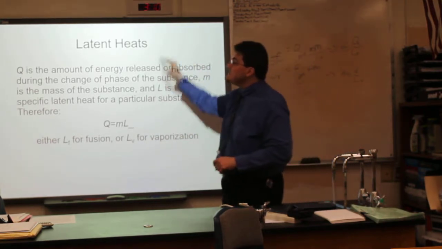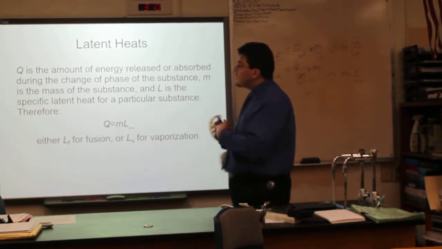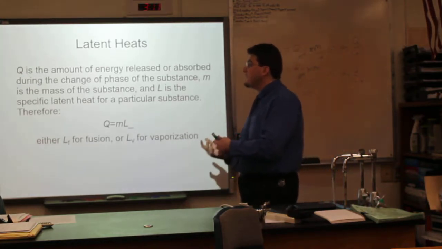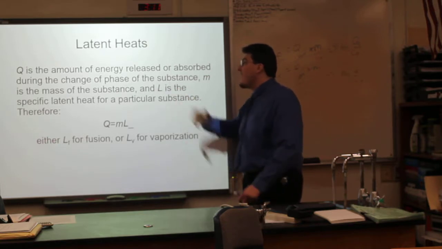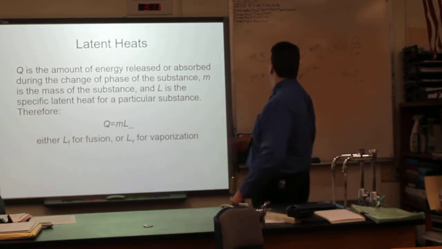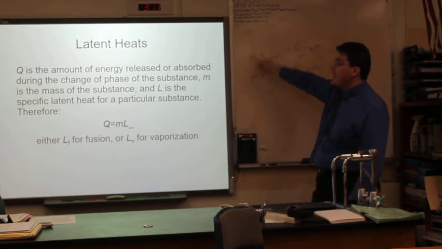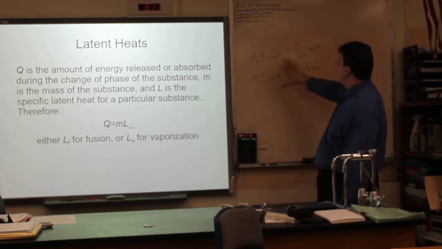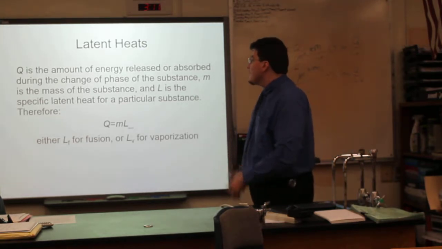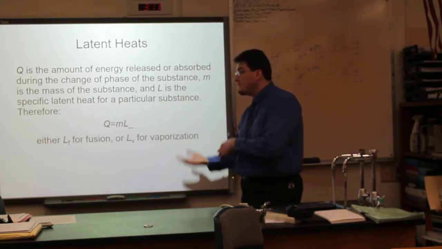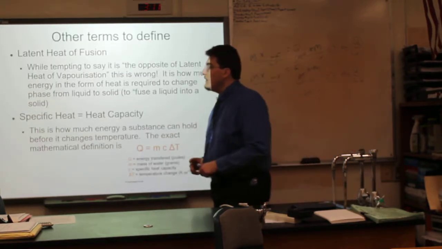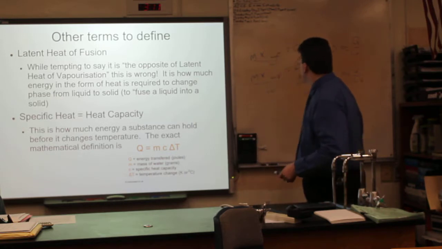To find my latent heat, Q, the quantity of energy released or absorbed during a change of phase in the substance. M is the mass of the substance, and L is the specific latent heat for a particular substance. Therefore, Q equals ML. Q equals LM over here. It's only part way of the movement of the variables that I did before. So either for the latent heat of fusion, LF, or the latent heat of vaporization, LV. Now, we have some other terms to define.